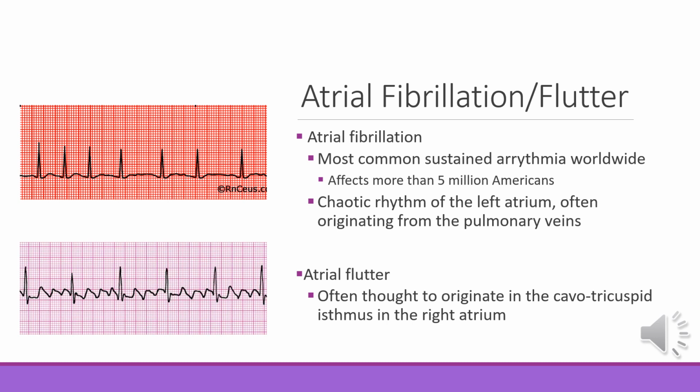on an EKG strip. Atrial flutter is another common arrhythmia. Typically, atrial flutter often originates in the right atrium near the cavo-tricuspid isthmus. It is a more regular rhythm with consistent R to R intervals and is characterized by a sawtooth pattern of the P waves.